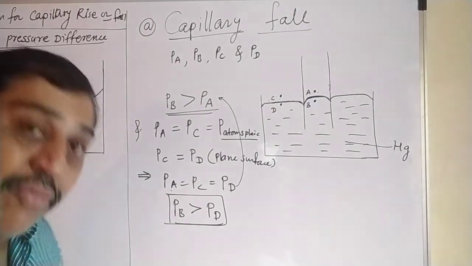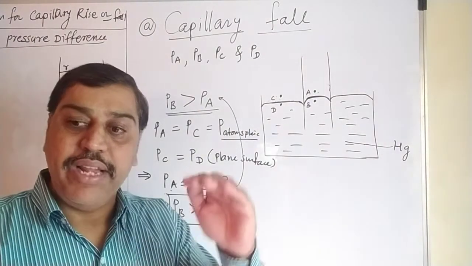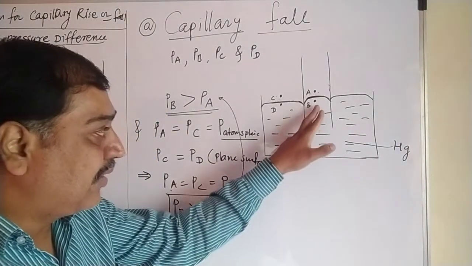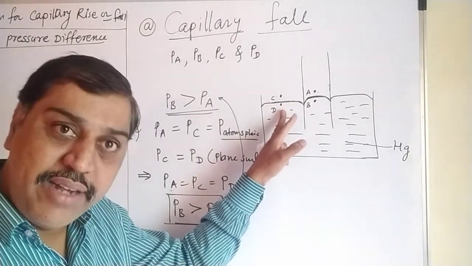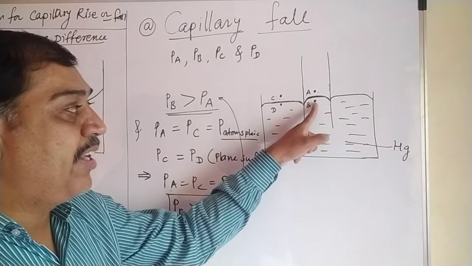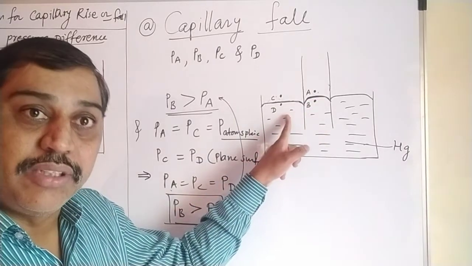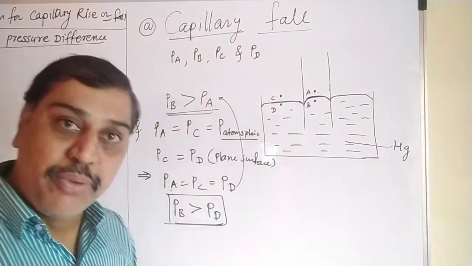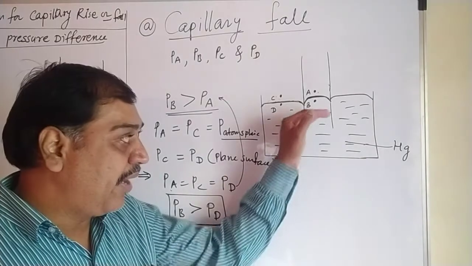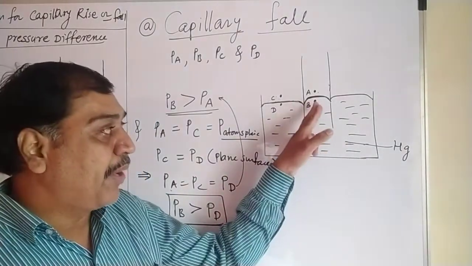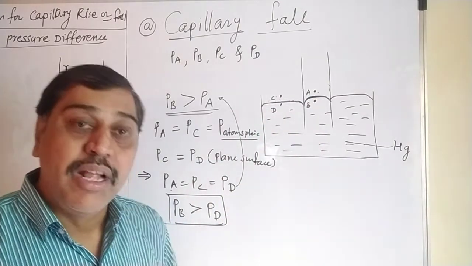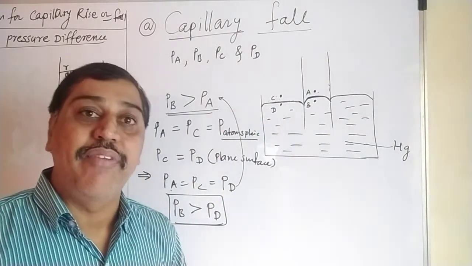Now this is the reason why the liquid level in the capillary falls down. B and D both are points inside the liquid at the same horizontal height. Still, the pressure at B is more than that of D. So there is a pressure difference. And due to that pressure difference, the liquid falls down in the capillary until the pressure at B and D is the same. And that is the reason why the capillary level falls down.